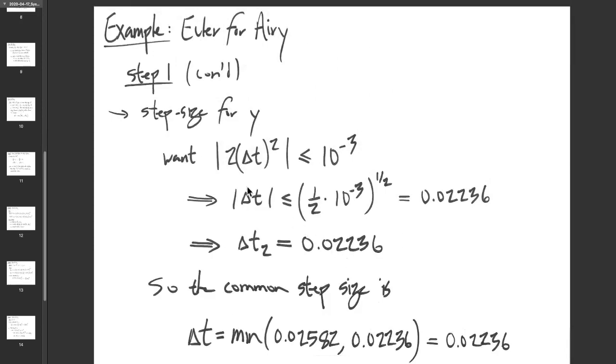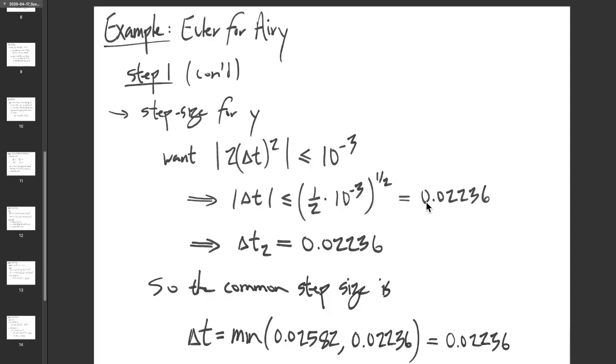Do the same thing for y. Use the error estimate for y, put it in absolute values, and make it less than your tolerance tau. Solve for delta t, and this time we get 0.02236. So any step size less than that would give an estimated error in y that's less than our error tolerance. And so delta t2 would be 0.02236, the largest step size I could take for y and keep within the prescribed error tolerance.